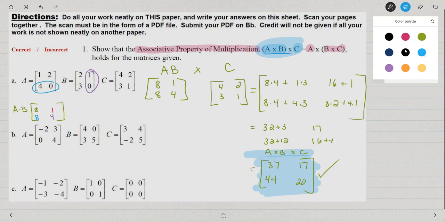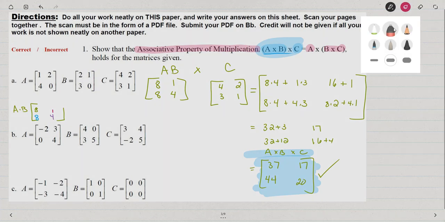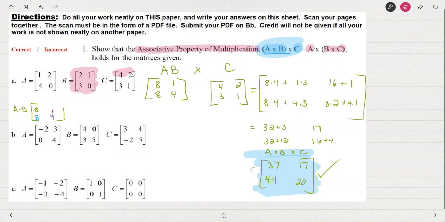So I'm not going to do that part for you right now, but let me make sure that everyone's clear on what it is that you're going to do next. You're going to multiply the B and the C. So here's B and C. Multiply those two, and then take that result and multiply A times that result. What you should find is that you get the same answer. And go ahead and try this for part B and part C also.